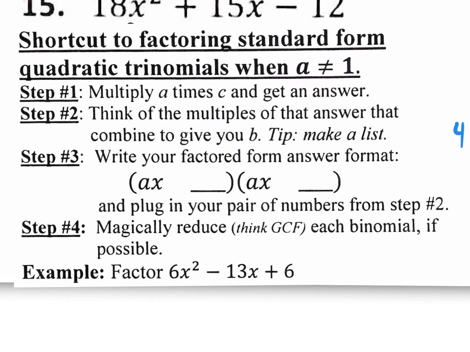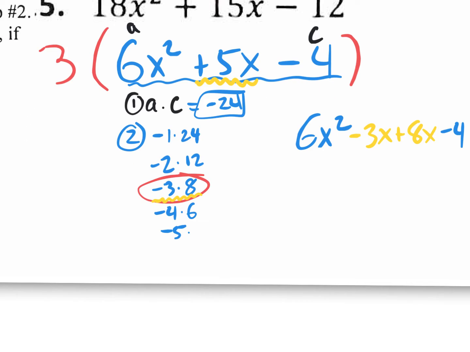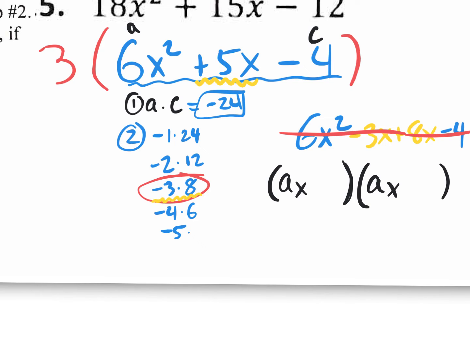And then step 4, magically reduce. Think of the GCF of each binomial if possible. So I know this sounds really weird, but it's going to be ridiculously faster than factoring by grouping. So check this out. Instead of, whoops, move this to the side. Instead of going with this route of changing it to 4 terms, I'm going to do their step 3, or the shortcut step 3, which is to do parenthesis ax, parenthesis ax, a number here, and a number there.